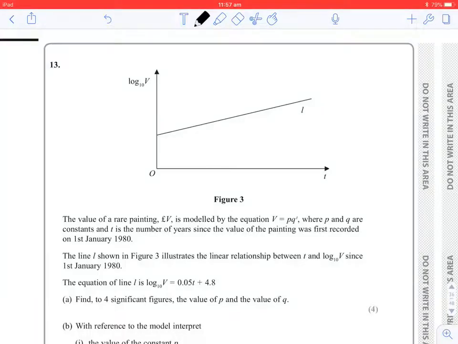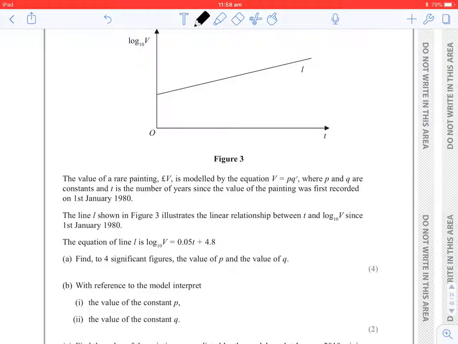May 2018 AS paper, question 13. The value of a rare painting, V pounds, is modelled by the equation V equals PQ to the T, where P and Q are constants and T is the number of years since the value of the painting was first recorded on the 1st of January 1980.